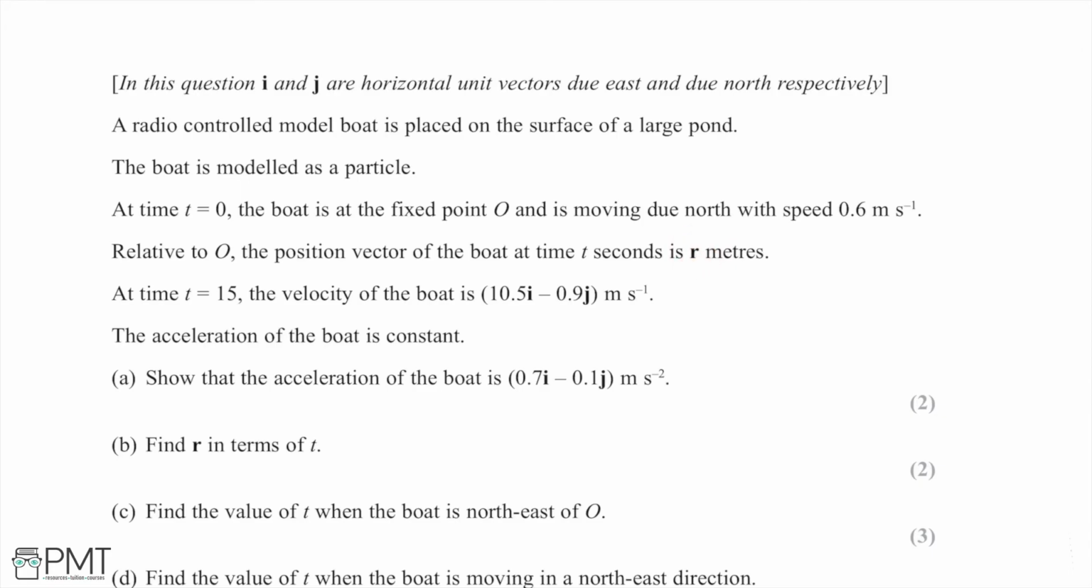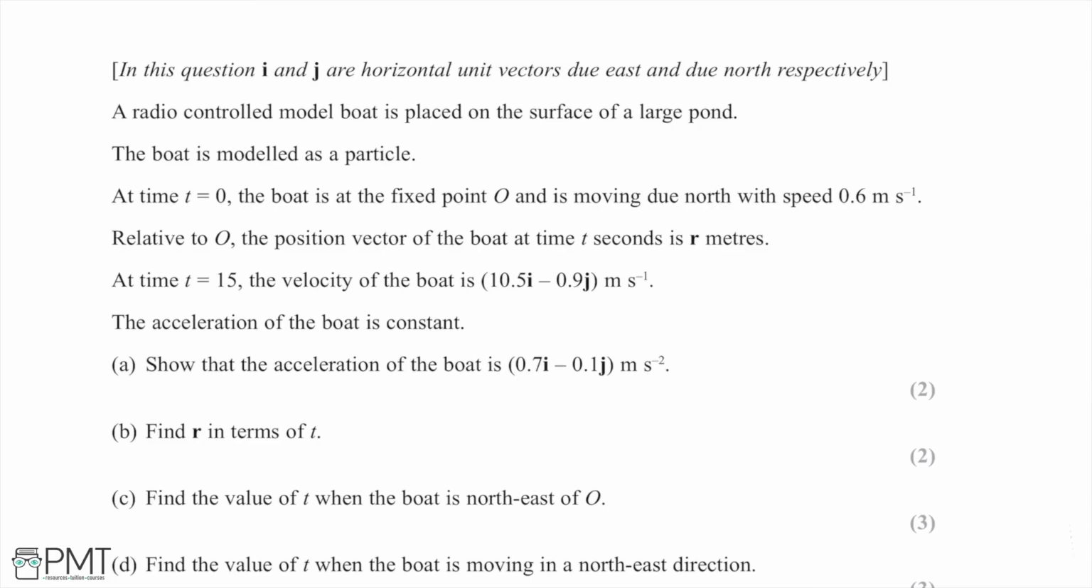We're then told at time t equals 15, the velocity of the boat is 10.5i minus 0.9j meters per second. And we're told that the acceleration of the boat is constant. And what we're asked to do in part A of this question is to show that the acceleration of the boat is this value here. So 0.7i minus 0.1j meters per second squared.